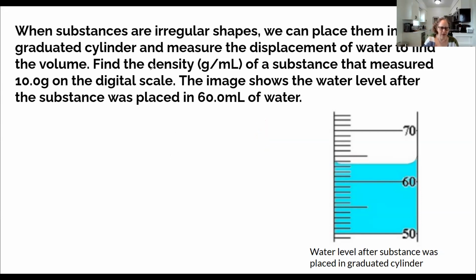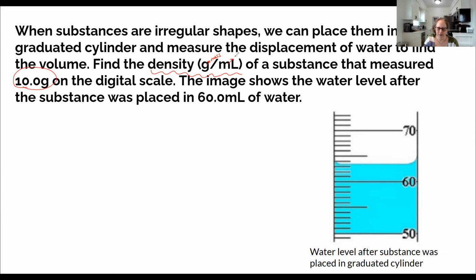All right, so what are we trying to find? I'm underlining what I'm trying to find, the density. Okay, and it measured 10.0 grams on the digital scale. This is a digital scale, so whatever it reads, that's what it is. 10.0 grams is the mass. So even if I did not know the density formula, could I use these units to help me out? Yep, grams is a unit of mass and it's in the numerator. So I'm going to have 10.0 grams in the numerator.